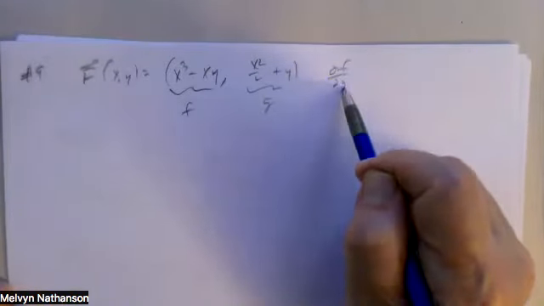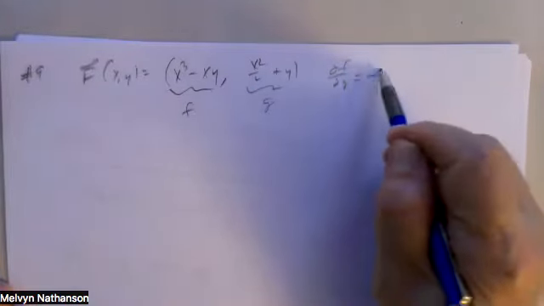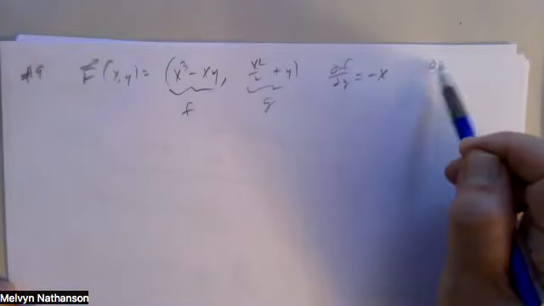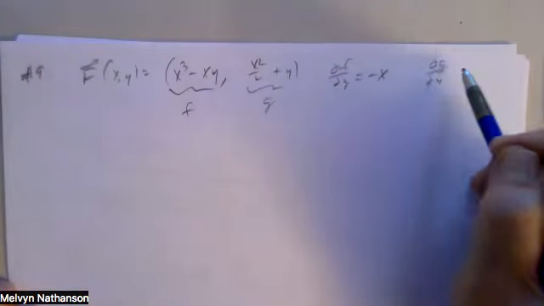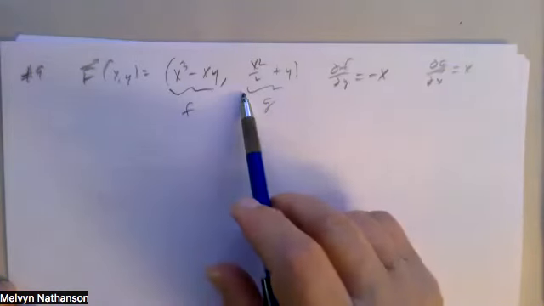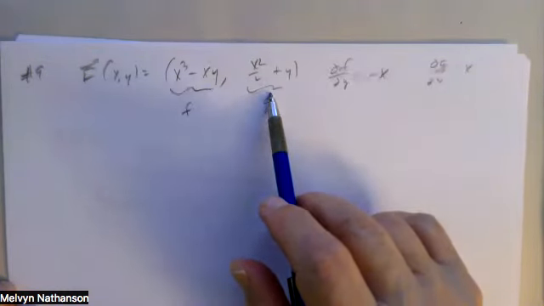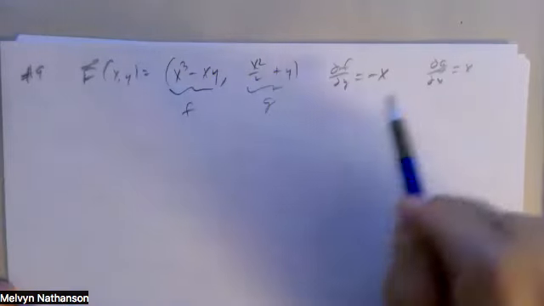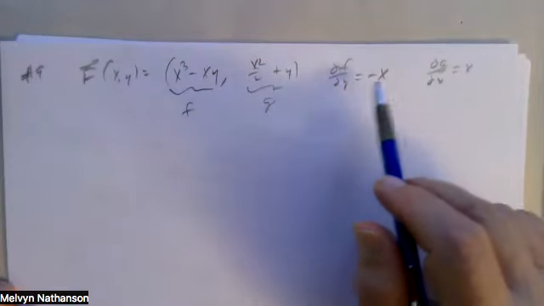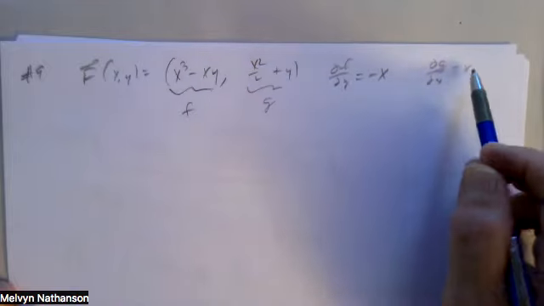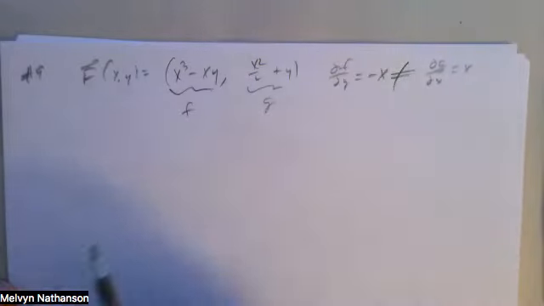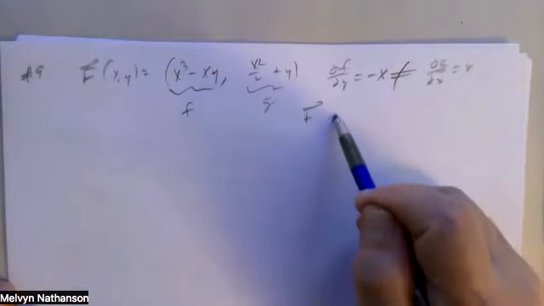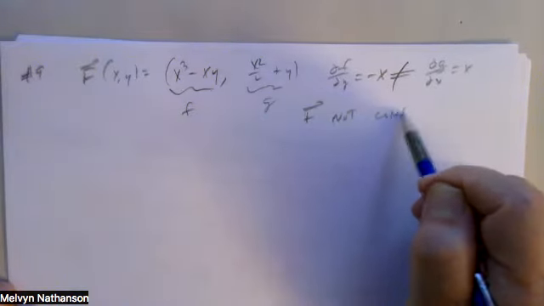What is the partial derivative of f with respect to y? It's minus x. What is the partial derivative of g with respect to x? It's plus x. Differentiate this with respect to x, you get x. Partial of f with respect to y is minus x. Partial of g with respect to x is x. They're not equal. So therefore, F is not conservative.